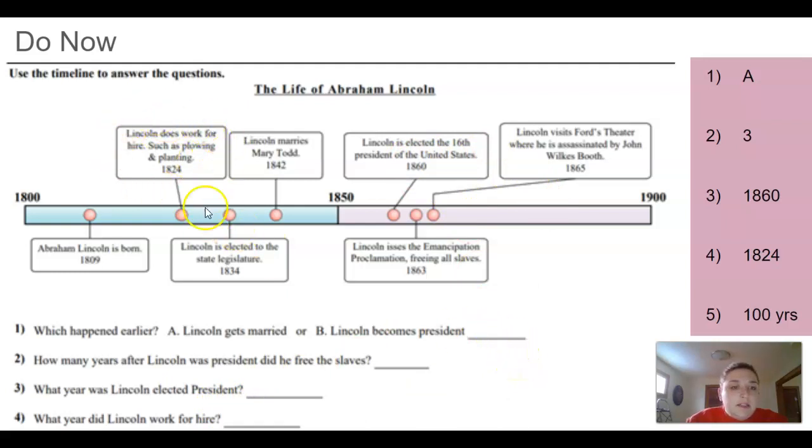4, what year did Lincoln work for hire? That is 1824. And then 5, what is the span of the timeline? Remember, your span is how many years are on the timeline in total. And it goes from 1800 to 1900, so that's going to be 100 years. Let's go ahead and fix that if you need to.